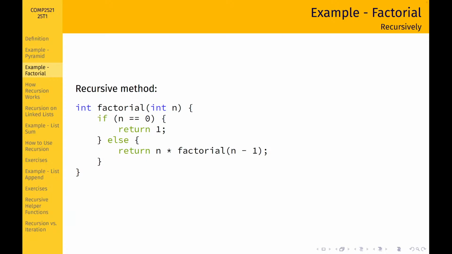But the way to fix this is to add a base case or stopping condition for n equals 0, right? So if n equals 0, we know that 0 factorial is equal to 1, so we return 1. Otherwise, we return n times factorial of n minus 1. The assumption we're making here is that the input is non-negative, since the factorial of a negative number doesn't make any sense. So we're assuming the user always passes in a 0 or a positive number.